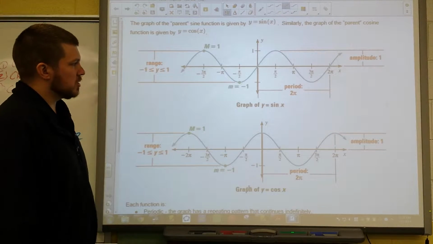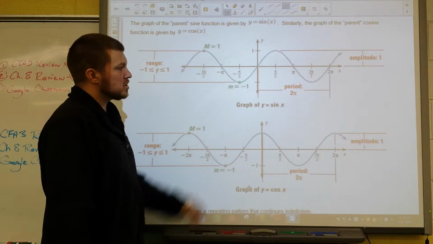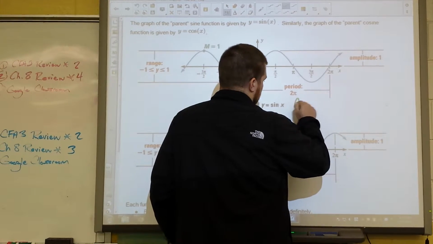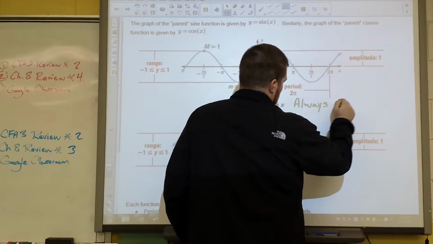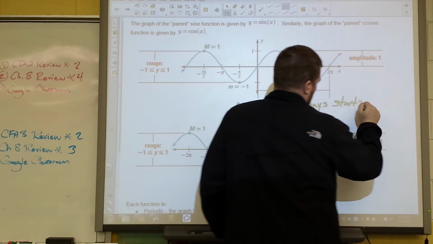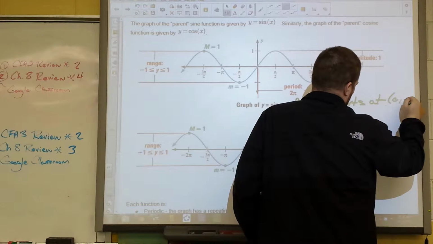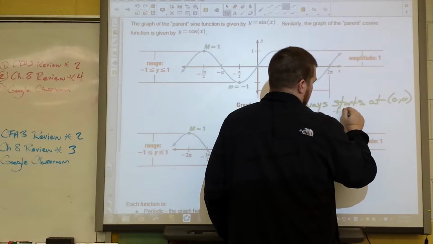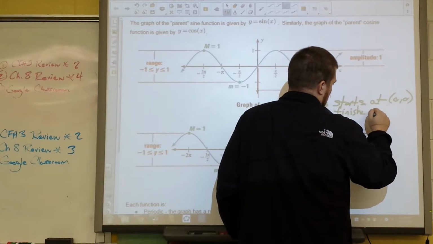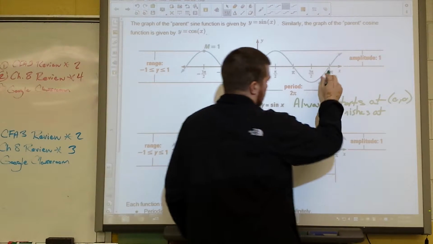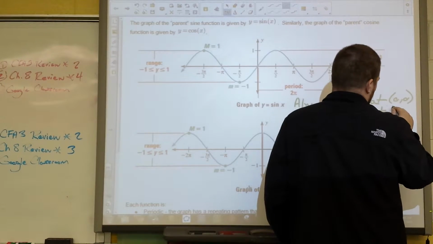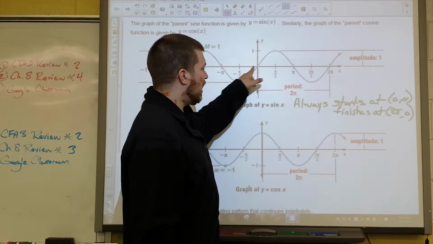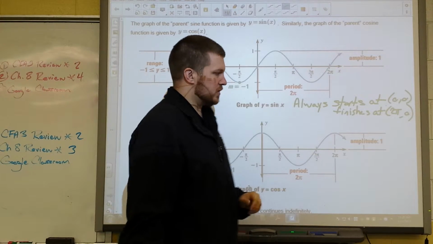Now, a couple of other things that aren't listed on this graph. For the sine function, let's start there. If we're looking at the parent function, it always starts at 0, 0, and finishes one period at 2 pi, 0. So the y values are always 0 for the sine function.